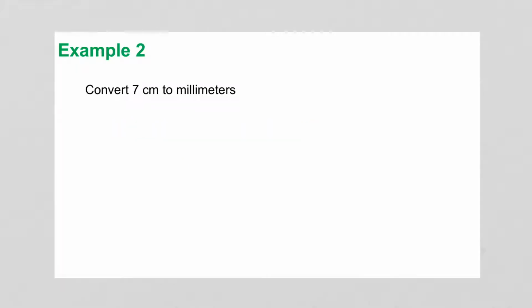Also, let's convert 7 centimeters to millimeters. We're told that 1 centimeter is 10 millimeters. 7 times 10, we've got 70 millimeters.